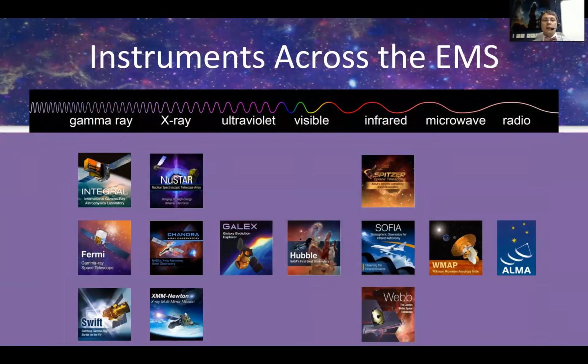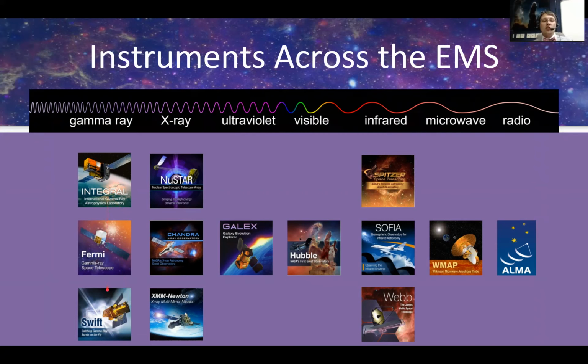So, as I said, NASA wants to learn about the universe, and it uses information from all of the different parts of the spectrum. And there are lots of different tools that it uses to get there. I've got a bunch of the current missions up here, and a few old ones.